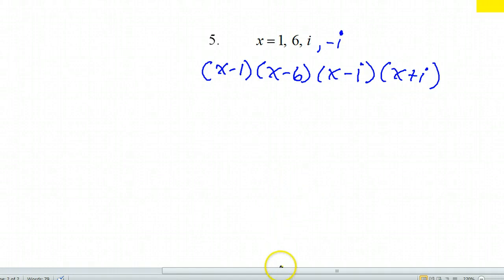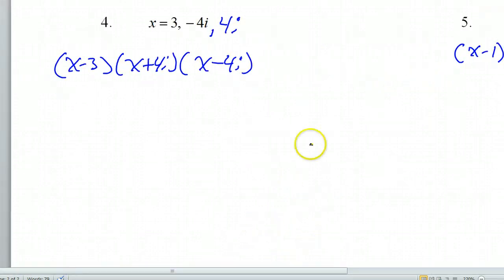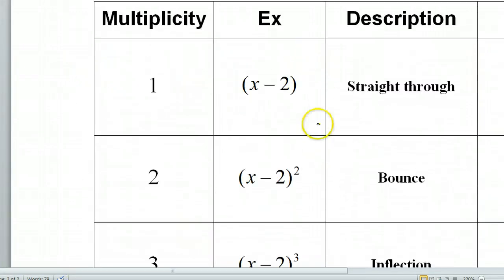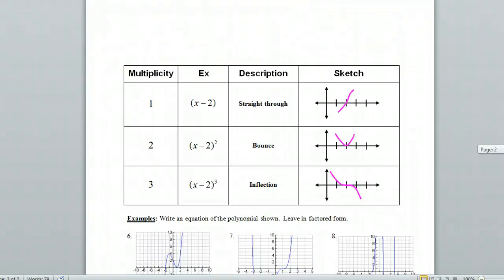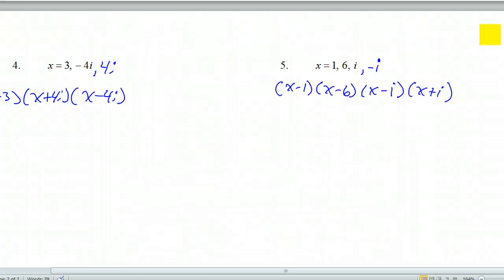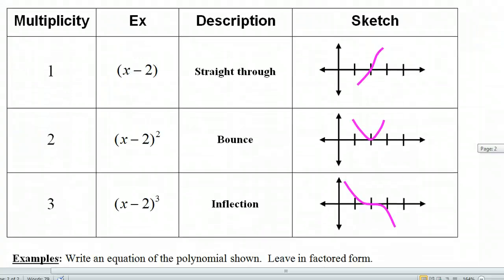But for now, we better skip on ahead to the graphs. Now here's what you need to know about these graphs. All right, look at this chart.